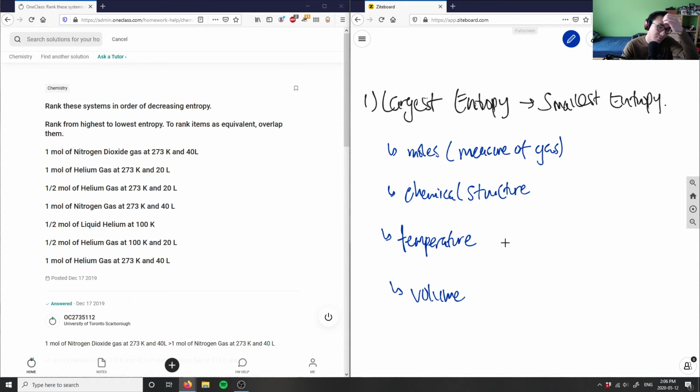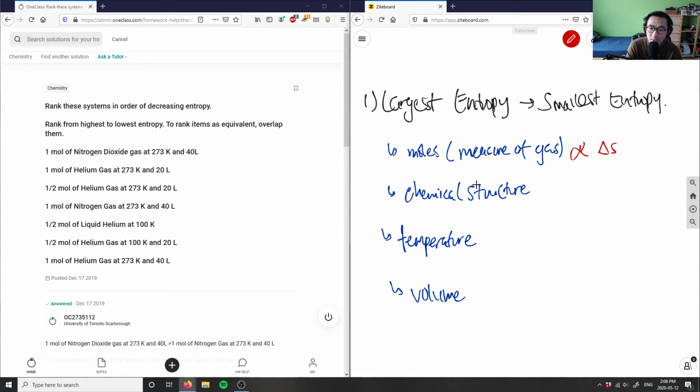So knowing these four factors, how are they related to entropy? We have moles, the measure of gas. The more moles you have, the larger the entropy is going to be, because the moment I break up that system, more energy is released, or it creates more disorder. So this is proportional to entropy, S, or delta S. Therefore, as I increase my moles, I increase the amount of entropy.